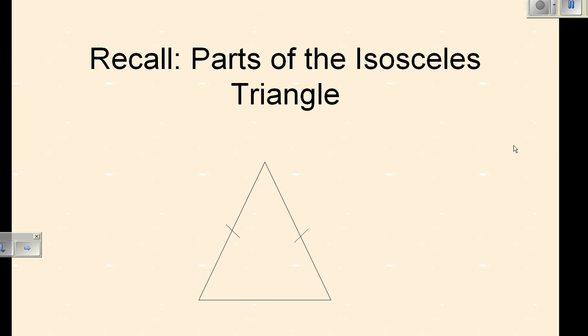So first, let's recall the parts of an isosceles triangle. Those parts include the two legs, which are the congruent sides, and a vertex, which is where those two congruent legs meet, a base, which is the non-leg side, and then there's two base angles.